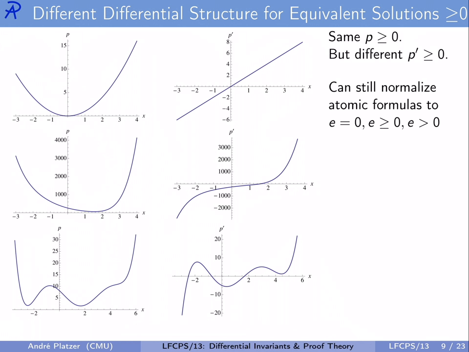It's still okay, and we'll do that, to normalize atomic formulas to have zeros on the right-hand side. So we can still pretend all our formulas that are equations are of the form E equals 0, because, well, just put everything on the left-hand side. All greater or equal inequalities are E greater or equal 0. Again, put everything on the left-hand side, and likewise for E strictly bigger than 0. Because that just in equivalent ways changes the functions.